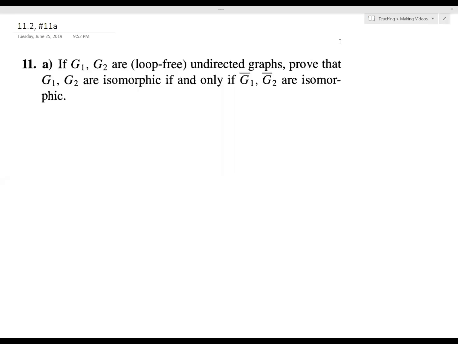All right, hello everybody. We are going to prove section 11.2, number 11A and B. Actually, I was only going to do A, and then I looked at B, and it was really nice. So let's do A and B.